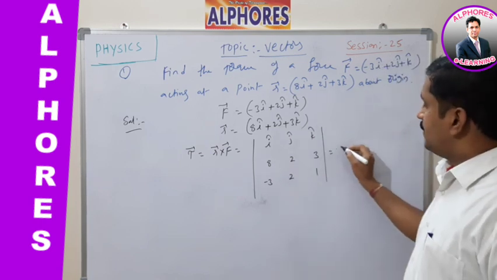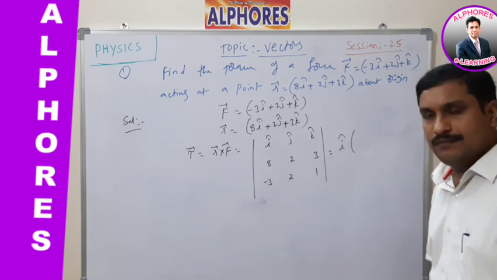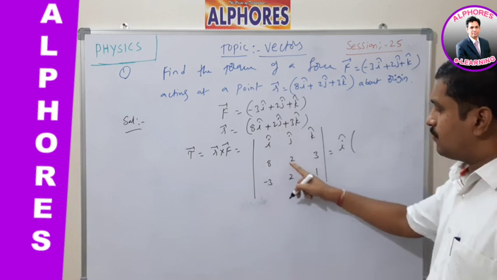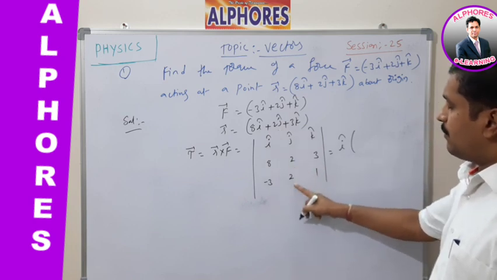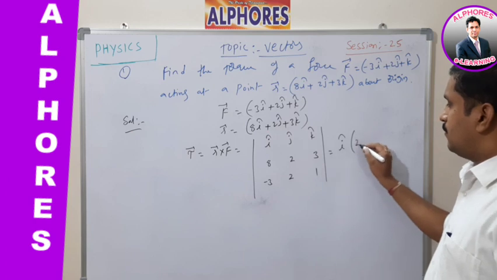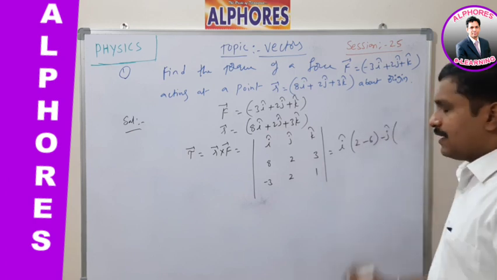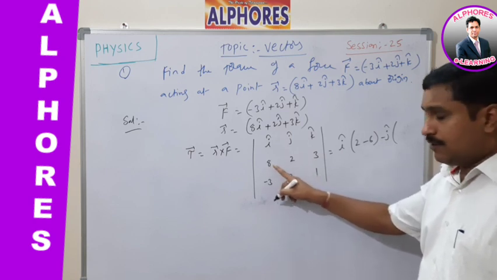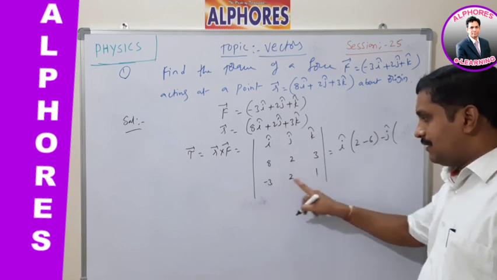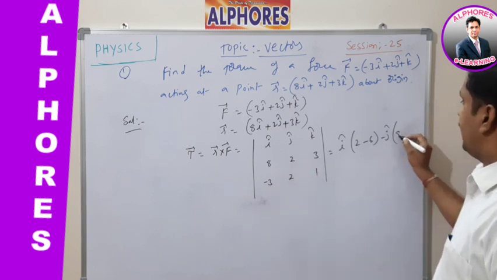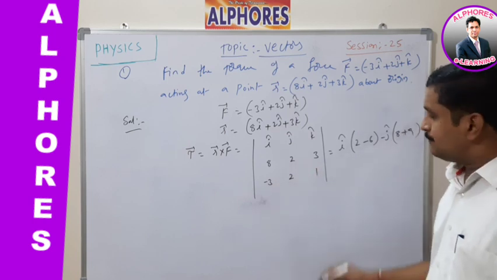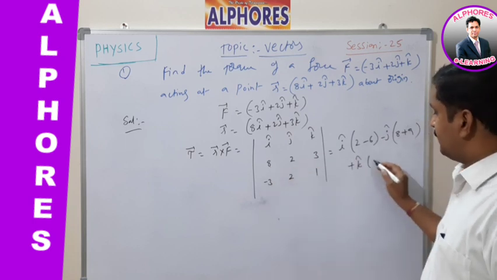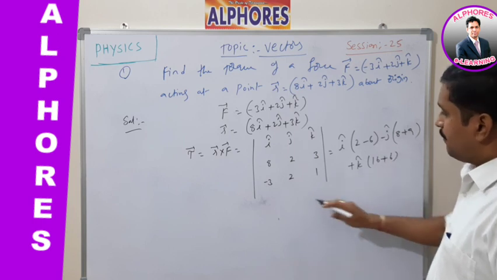By solving this determinant, how much is it? For I cap, you neglect the first row and first column, which gives the determinant of the 2 by 2 matrix: 2 into 1, 2 minus 6. Again minus J cap into the determinant of the 2 by 2 matrix: 8 into 1, 8 minus of minus 9, which is 8 plus 9, 17. Plus K cap into 8 into 2, 16 plus 6, 16 plus 6 because minus of minus 6.